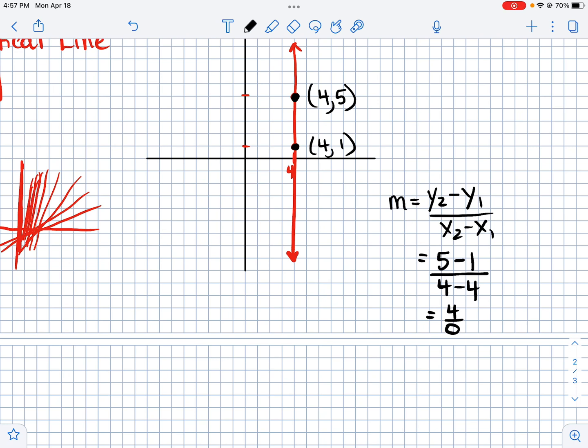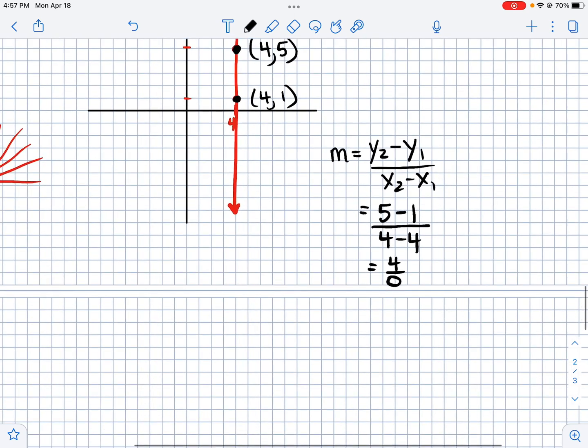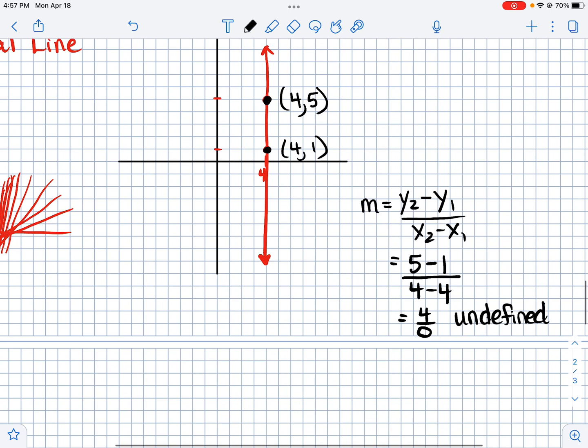So what happens when we divide by 0? Nothing good. You can't divide by 0. So we will call this undefined. We will say the slope of a vertical line is not defined. It's undefined.